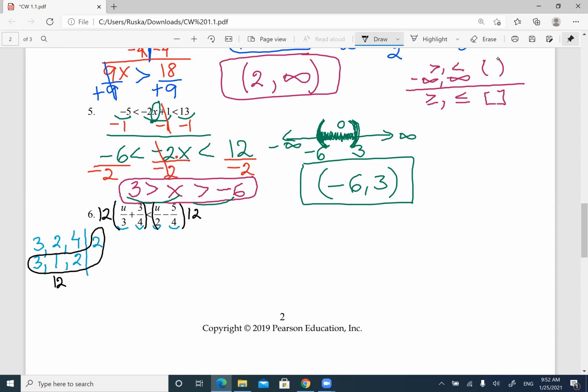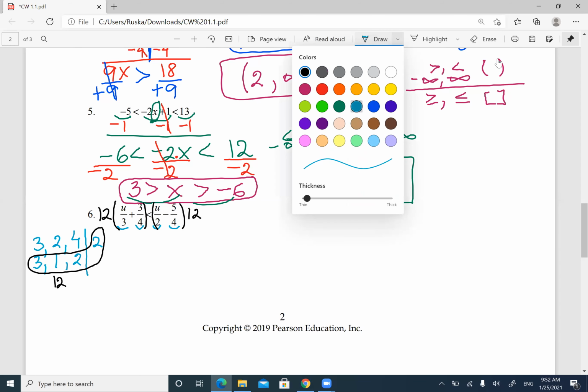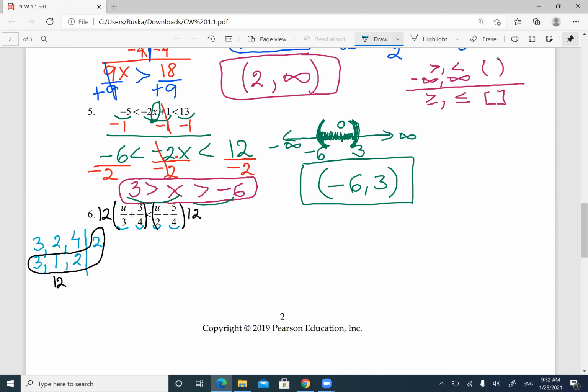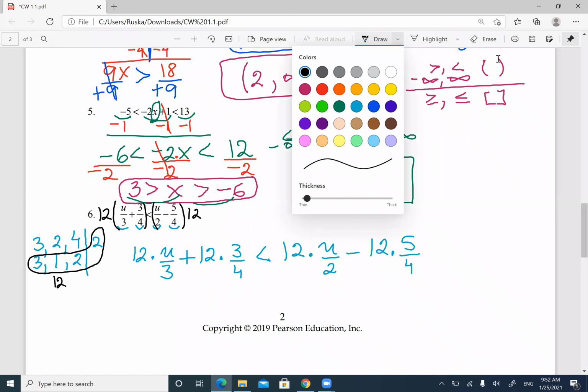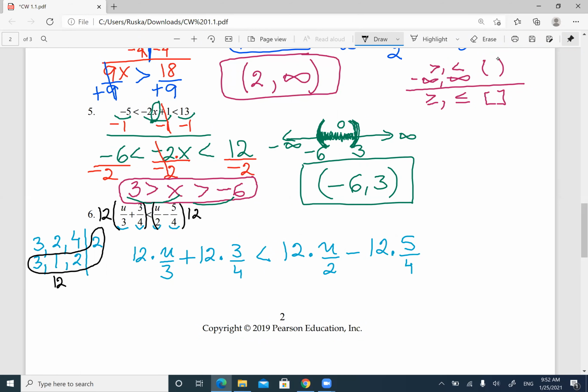And then I'm gonna rewrite it so you can see what's happened, and you can see how we cancel. All the denominators are gonna be canceled. So I'm gonna multiply 12 times u over 3 plus 12 times 3 over 4 less than 12 times u over 2 minus 12 times 5 over 4. So technically you multiply each fraction by 12. And when you do that, you're gonna cancel all the denominators, because 12 is divisible by all these numbers in the denominators.